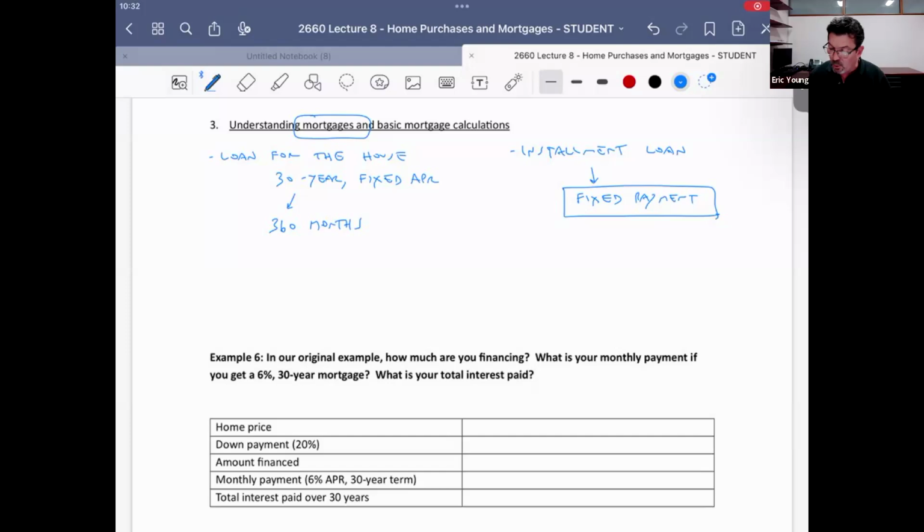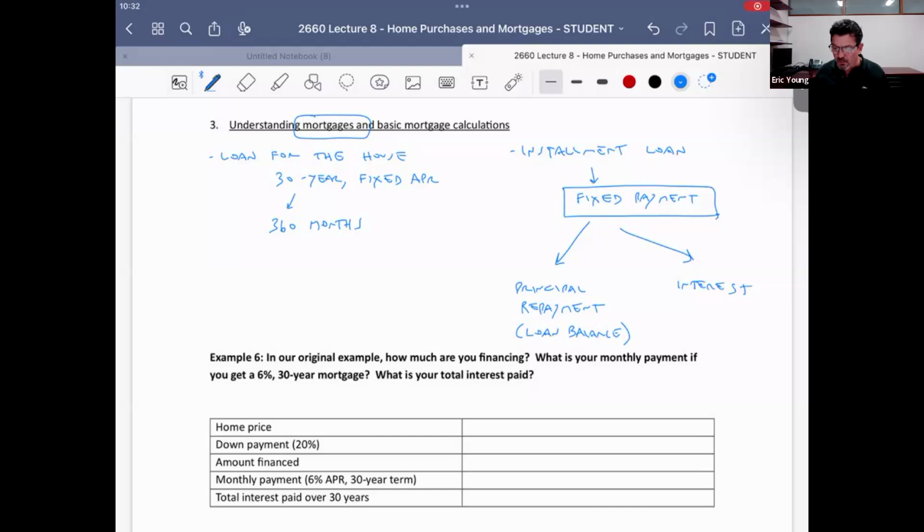But the important thing to point out, as we learned when we had our lecture on credit and loans and amortization, is that within that fixed payment, a portion of that fixed payment will go to principal repayment. In other words, a portion will go to pay the loan balance, and another portion will go to pay the interest.